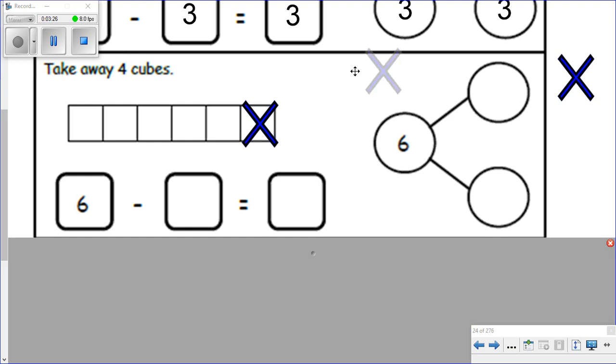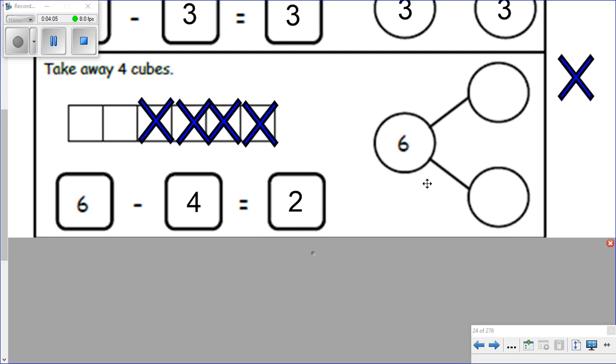1, 2, 3, 4. Now let's look at our equation. 6 minus, how many did we X out? 1, 2, 3, 4. Minus 4 equals how many are left? 1, 2. And so our equation is, say it with me, 6 minus 4 equals 2.